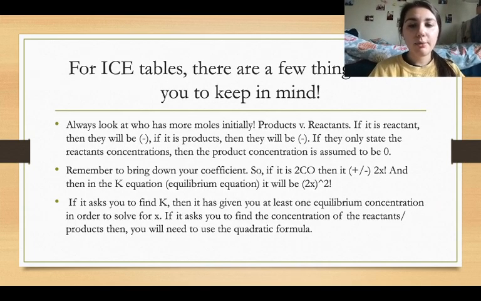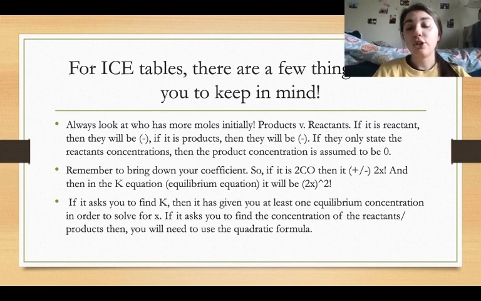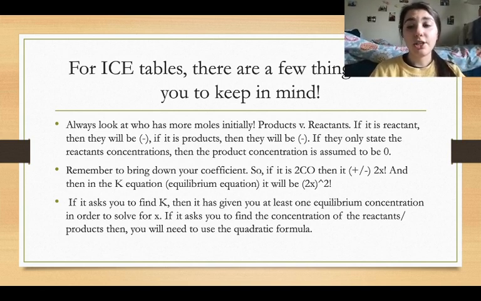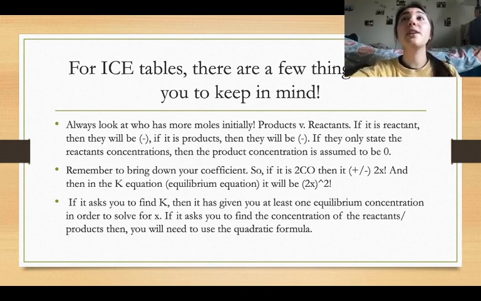The one thing that I want you to remember is that you want to look at who has more moles initially, so at the start. So when it says initial concentrations, and if it's the reactant, then they're going to be minus, and if it's the products, then they're going to be minus. Whoever has more is going to be minus, unless there is, of course, Le Chatelier's principle being applied in that we're increasing the moles of one side.